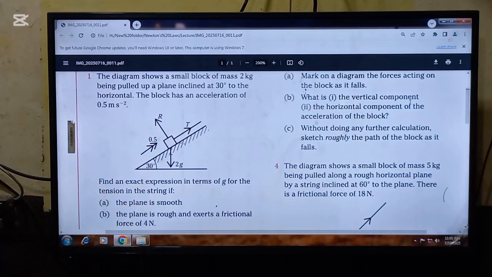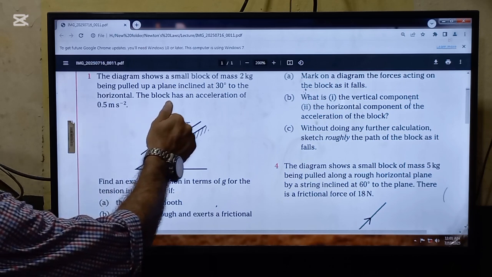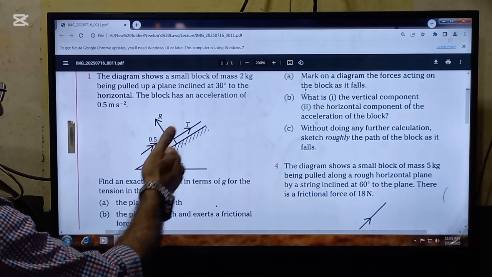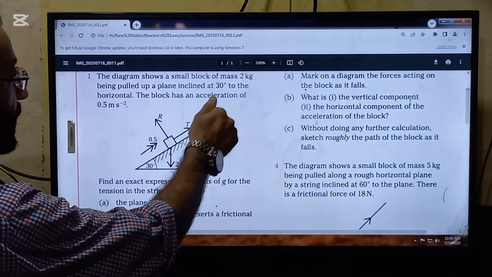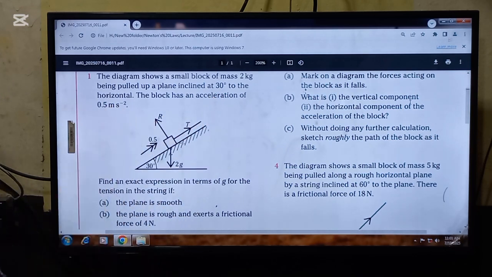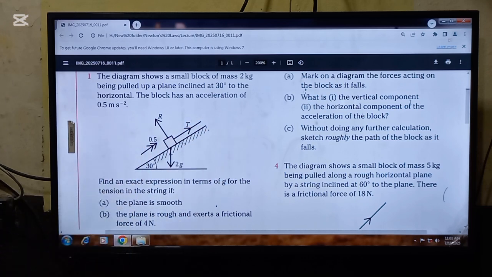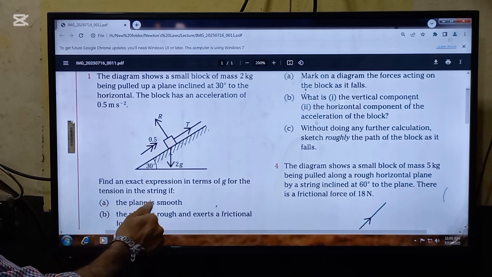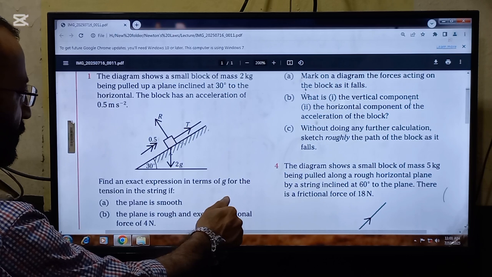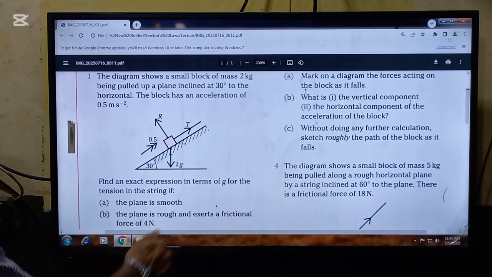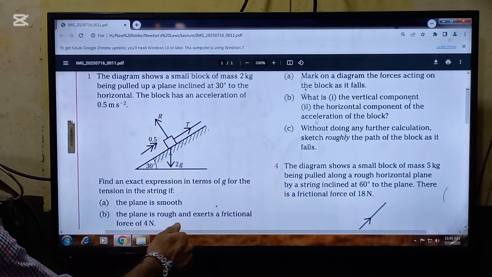Here is a question. The statement of the question is: the diagram shows a small block of mass 2 kilogram being pulled up a plane inclined at 30 degree to the horizontal. The block has an acceleration of 0.5 meter per second square. The requirement is to find an exact expression in terms of G for the tension in the string if A, the plane is smooth, and B, the plane is rough and exerts a frictional force of 4 Newton.